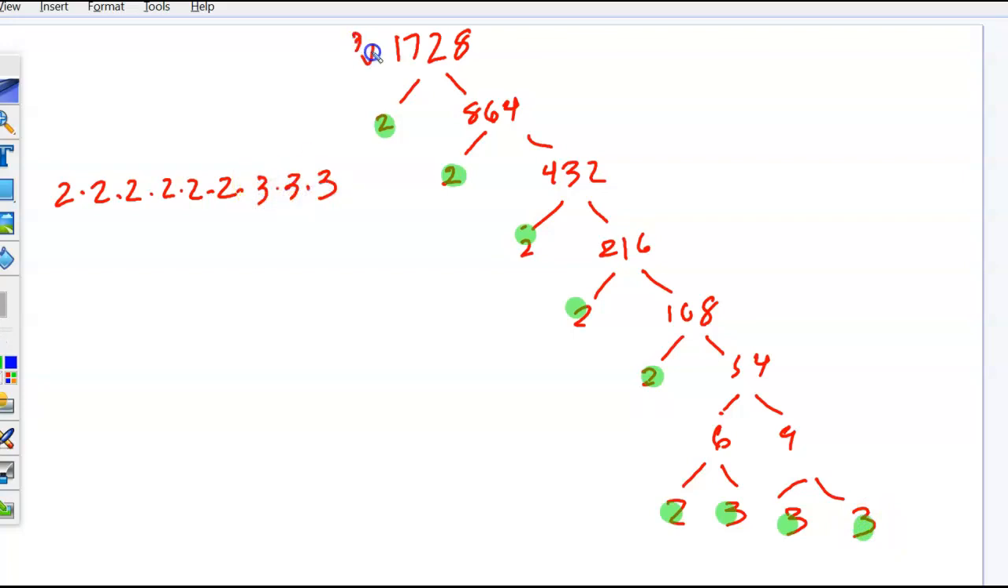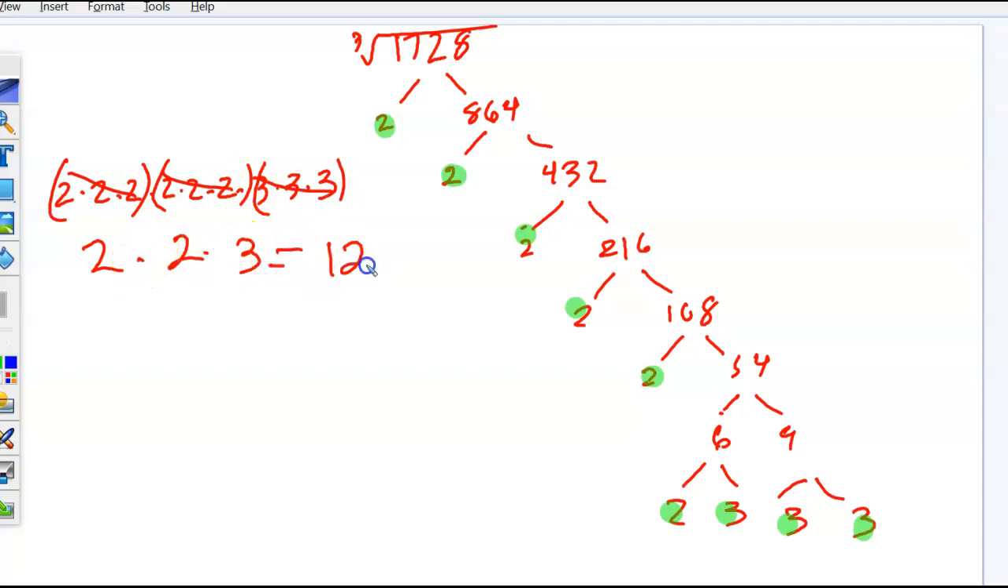Now we are looking for the cube root of 1728. So we're going to group our factors in groups of 3, and for every 3, we can bring out 1. If I multiply those together, I'm going to get 12. Therefore, the cube root of 1728 is equal to 12. In other words, if I go 12 raised to the power of 3, I should get 1728.